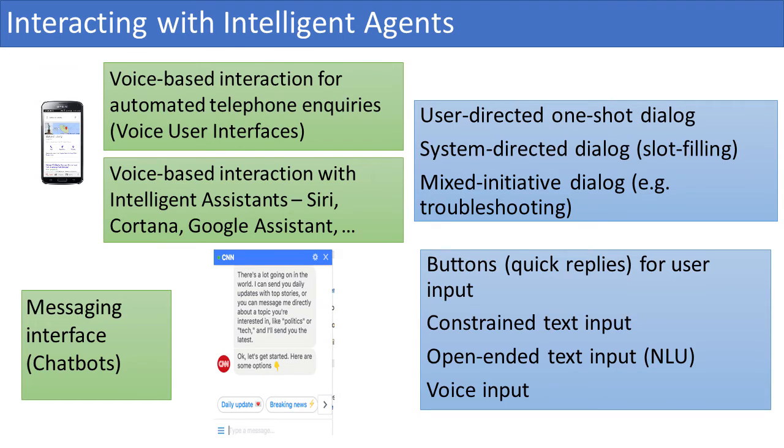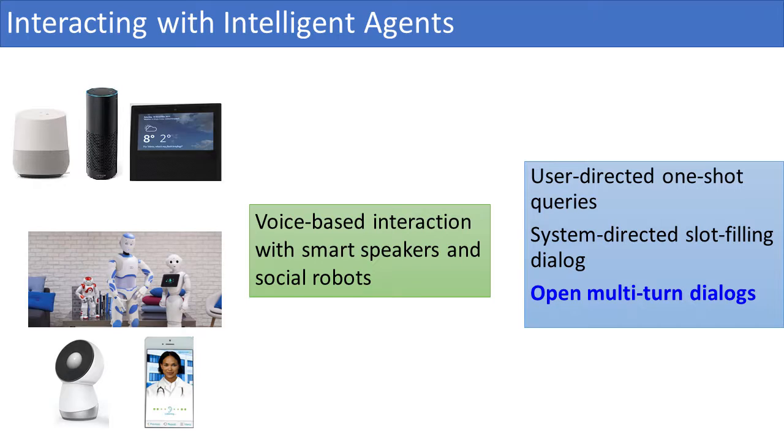Well, then when we move into messaging interfaces, these are more text-based. In some cases, not even text, it's buttons for the input, where the feedback that the user is going to say is simply just little buttons. They're called quick replies. At the next level, you can have fairly constrained text input, and then at a higher level, you have natural language understanding with open-ended input. And then sometimes these can be voice-enabled as well.